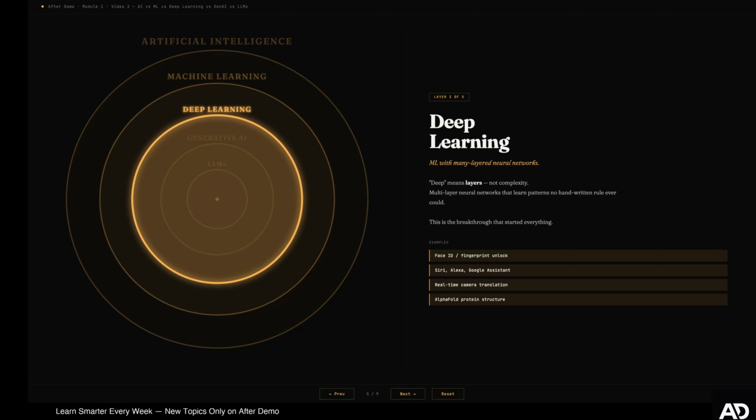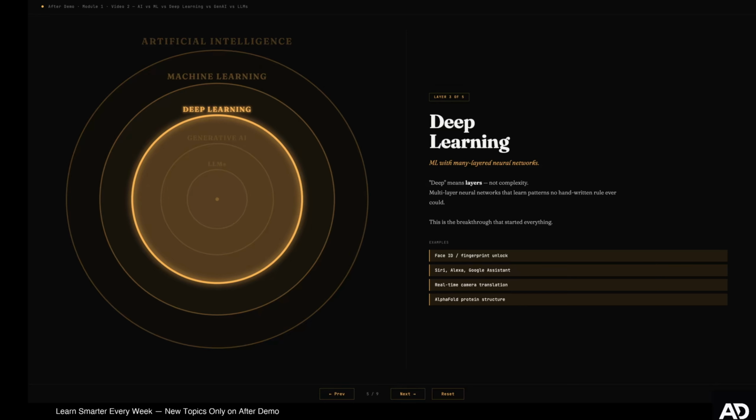We have a full video on what neural networks actually are. That's video 3. For now, all you need is the map. Deep learning is a specific ML technique, and before it arrived, ML hit a ceiling. Fraud detection, yes, ML could do that. Recommendation engines, yes. But image recognition, real-time speech, actual translation, those were hard, really, really hard.